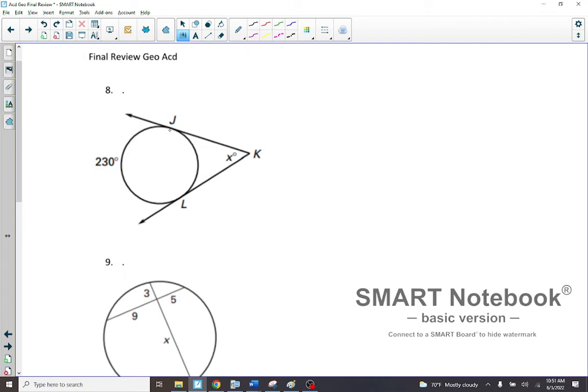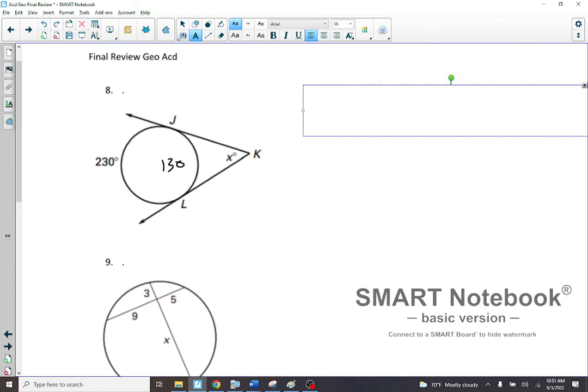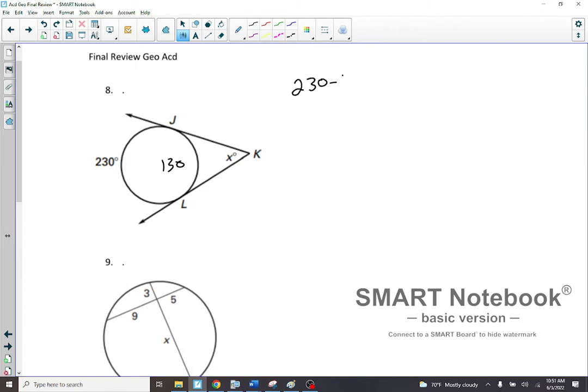230. And then JL on this side would be what's left over of the circle. So if the other side's 230, this would be 130 to add up to 360. So the leftover is 130. Now, when you have an angle on the outside, and I will have a formula for this, you subtract the two. So 230 minus 130 divided by 2. 100 divided by 2 equals 50. So outside, you subtract. Inside, you add. Outside, you subtract. Inside, you add. And again, I'll give you a formula for that.